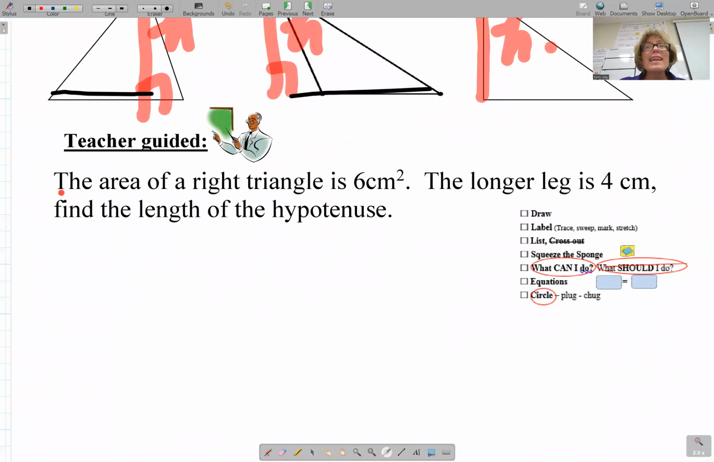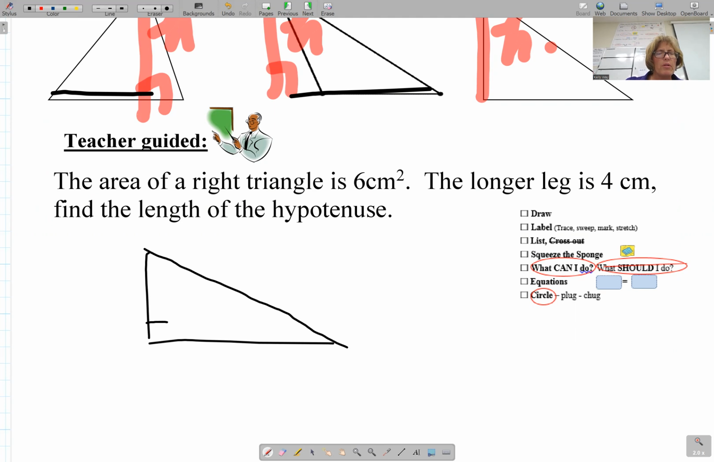Ready? I'd like you to read aloud with me. Put your finger on the paper and read. The area of a right triangle is 6 centimeters squared. The longer leg is 4. Find the length of the hypotenuse. So let's draw.